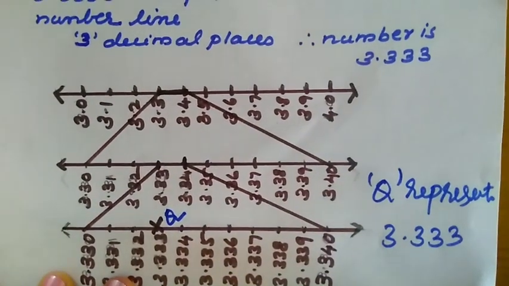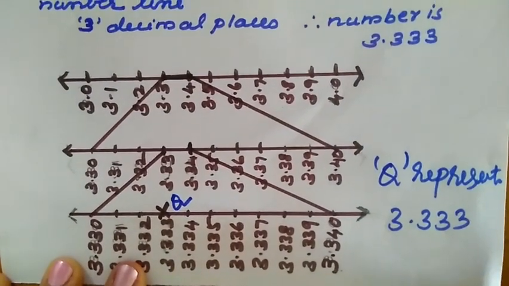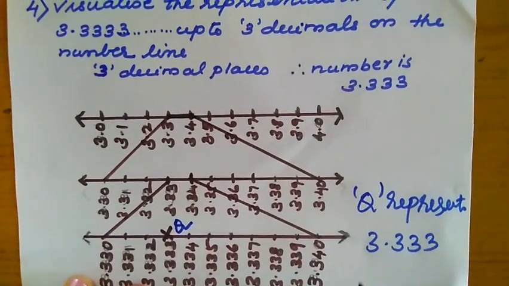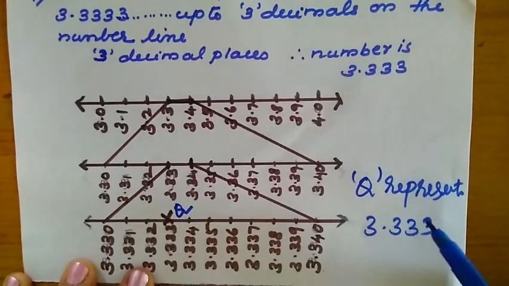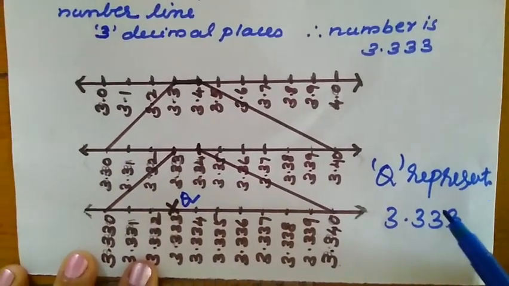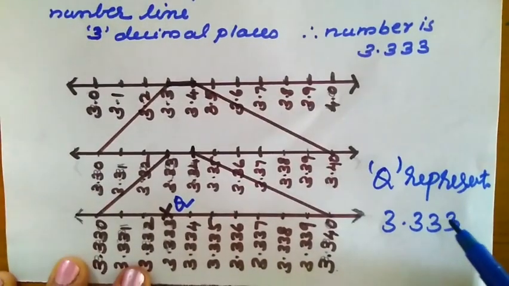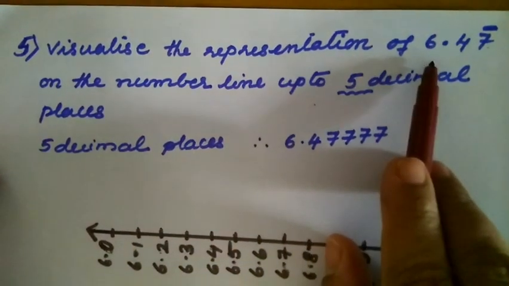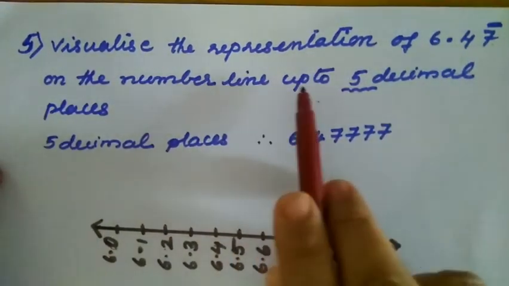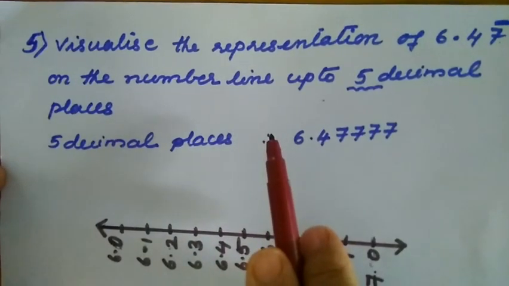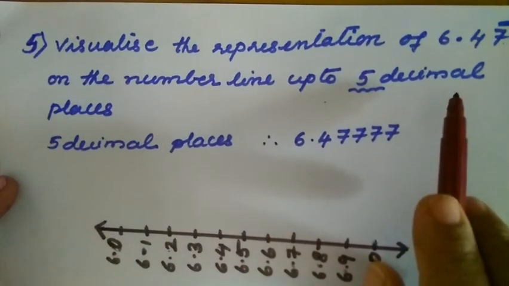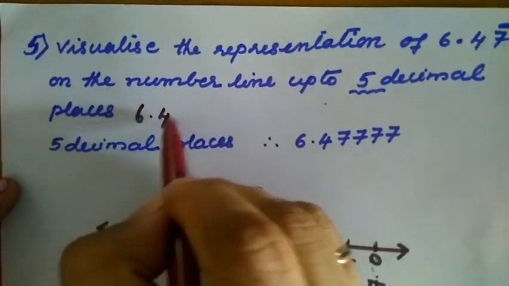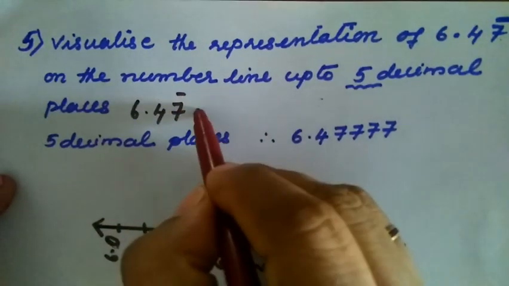So we have seen in the examples whatever we have discussed, that terminating decimals also have their own place on the number line. Non-terminating recurring decimals also have their own place on the number line. Visualize the representation of 6.47 bar on the number line up to 5 decimal places. 5 decimal places required. I have not explained the 6.47 bar. What is the meaning of bar here?